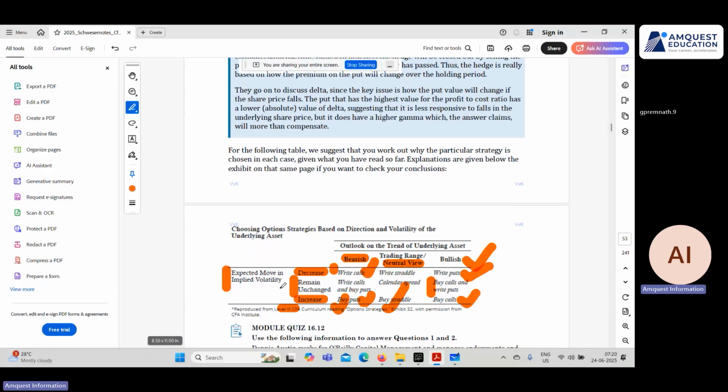When the volatility is going to decrease, then I would want to write the straddle so that I can get some money. I know that the premium I'm going to get is there, and the change in the price is not going to be more than this.